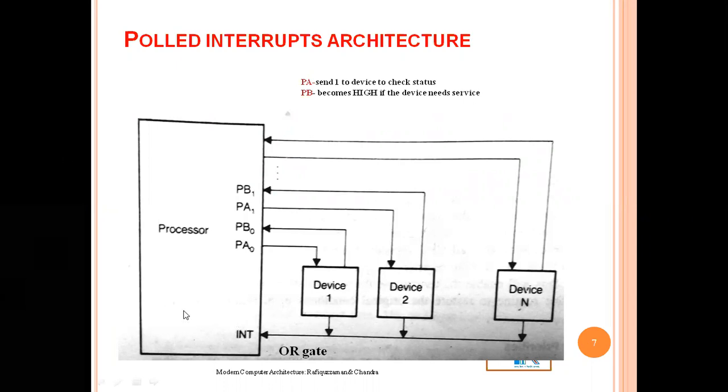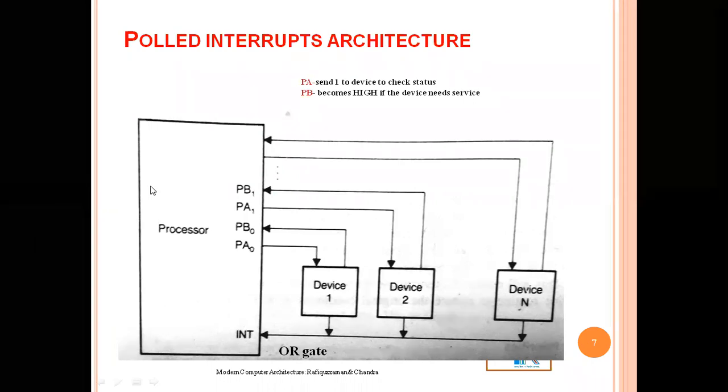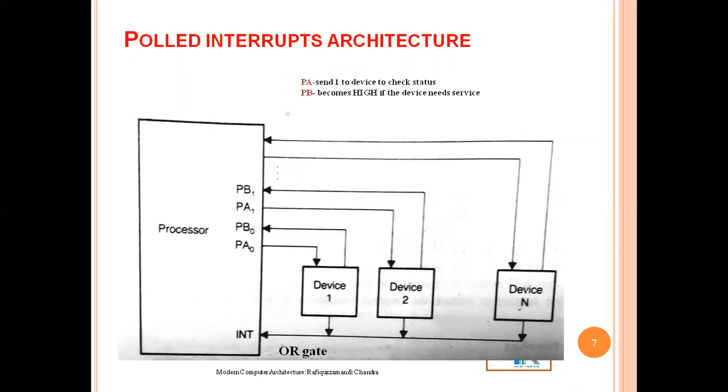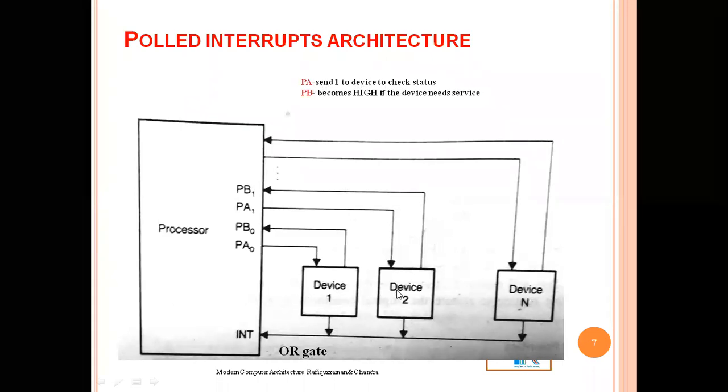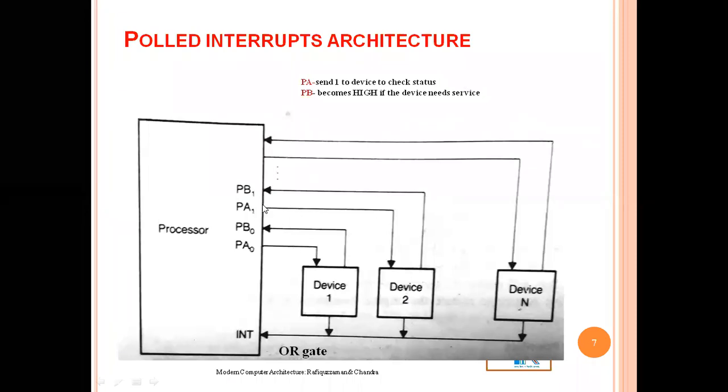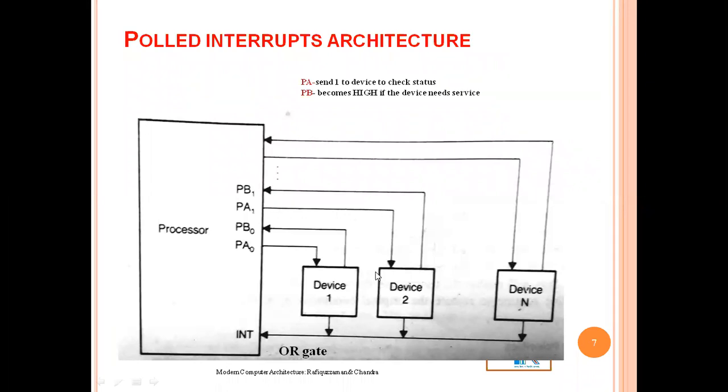In the handler, it will be written in a particular general program which device has the highest priority. So depending on the priority, it will generate the PA signal. What is the PA signal? Here it is written: send 1 to the device to check the status. As device 2 has the highest priority, first the processor will send the PA1 signal to device 2.